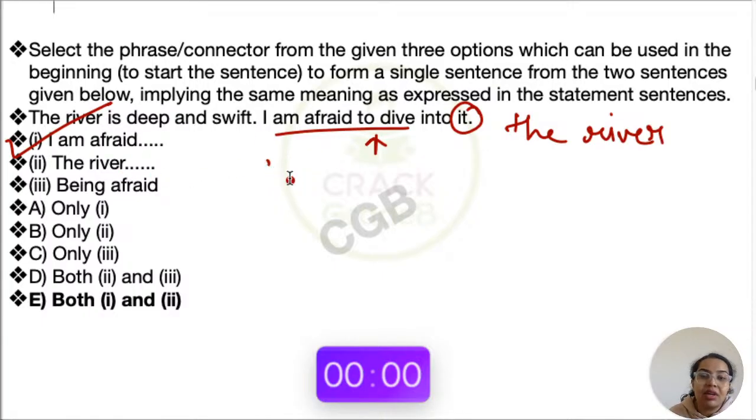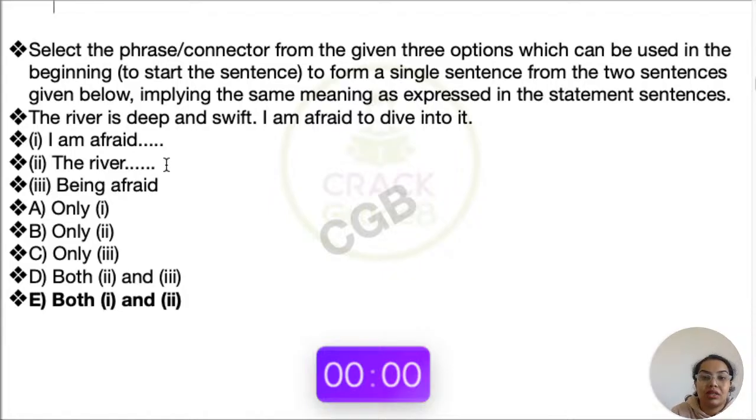Now, in the second one, you will add hence I am afraid, thus I am afraid, so I am afraid to dive into it. So you can write cause first and then later on effect, or you can write effect first and then later on add the reason. Both the ways it could work. Being afraid, afraid hote hue, I did not do anything. That's the reason ये third वाला नहीं हो सकता.